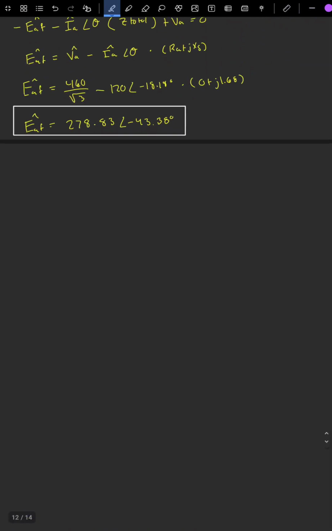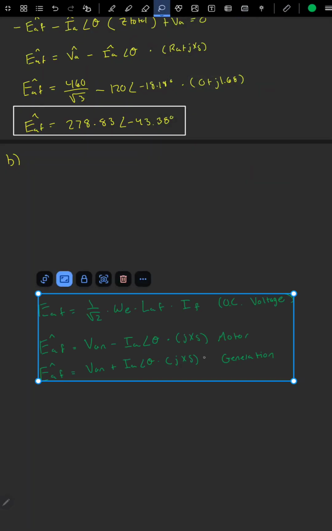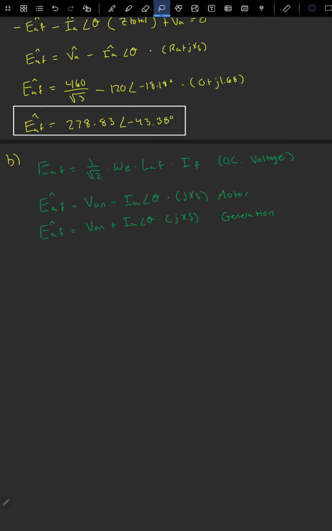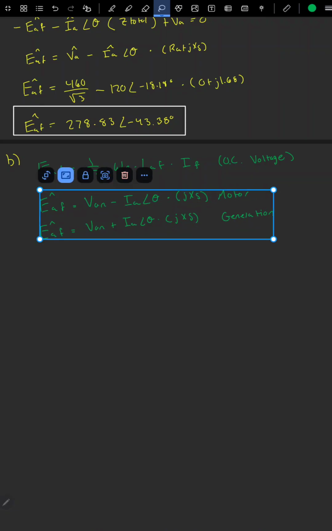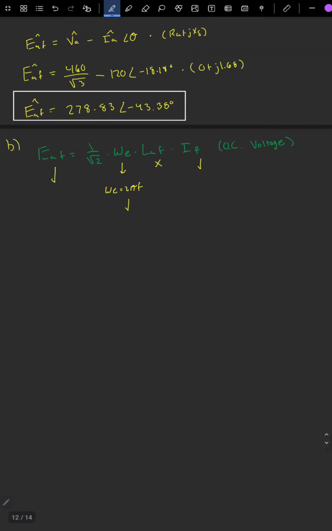So what other equation did I give you guys? Well, we'll go back to the set of equations, and we'll look at the two that we already didn't look at. This right here. So what do we have? We have EAF, omega E equals 2 pi f, which we have. We don't have LAF, and we have IF. And it's asking to find the mutual inductance LAF. So we have everything to solve that.